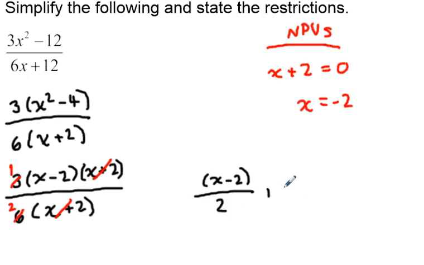And in order to make sure this is equivalent to the starting expression, I need to state my non-permissible value of x not being equal to negative 2. So now I've retained my non-permissible values, and I've simplified down through, so this would be equal to this.